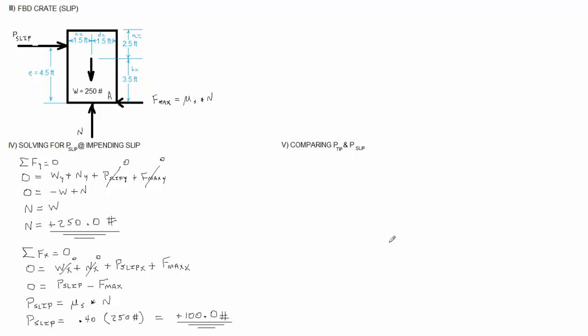The final step here is comparing the two values. P tip was a positive 83.33 pounds. P slip was a positive 100 pounds. Since it takes 83 pounds for the object to tip, it's going to tip before it slips, which means that the maximum force we can apply is 83.33 pounds.